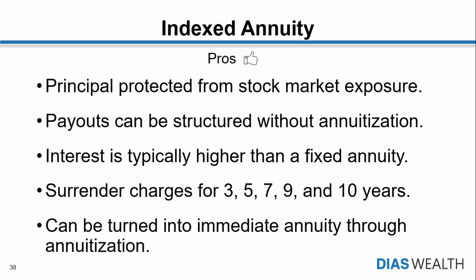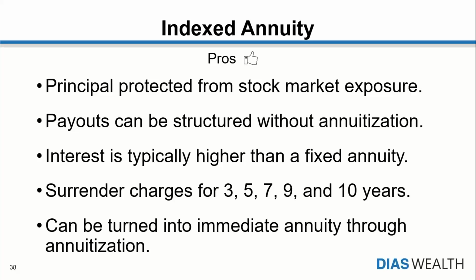The pros: principal is protected from the stock market exposure. Again, payouts can be structured without annuitization, although you can still turn it on. You can turn it into an immediate annuity. The interest is typically higher than a fixed annuity. Index annuities were meant to compete with fixed annuities. They're not meant to compete with variable annuities because, again, they're not securities.